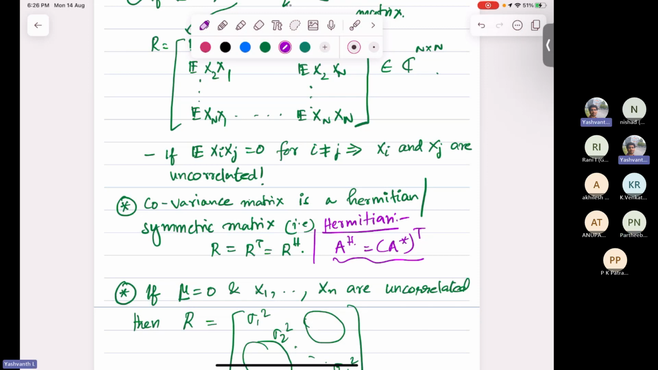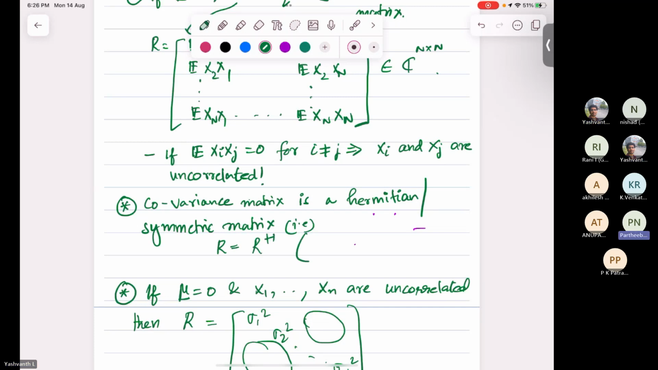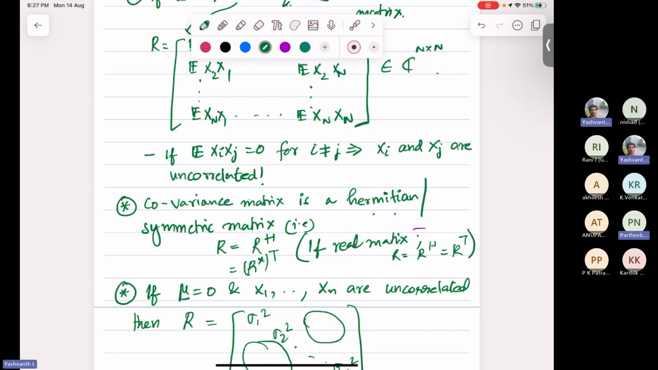Yes, in general, it is R equal to R Hermitian. That's a good point, I will make it more explicit. R equal to R Hermitian; if it is a real matrix, then R equal to R Hermitian equal to R transpose. All are the same. R Hermitian means you take R conjugate, then transpose it. If it is complex, then it is R star.